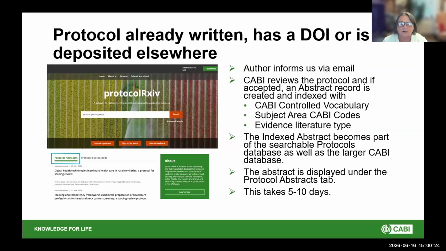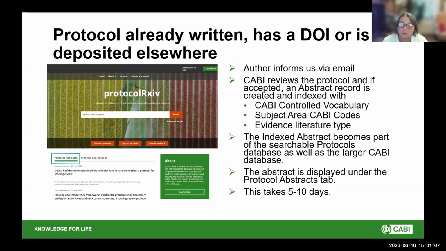For protocols that already exist elsewhere or may not have a DOI, the author can tell us about the protocol. We'll review it, and then we'll create an abstract and index it with our controlled vocabulary, including the evidence literature type. That's really important. We add that because that's one of the ways to find protocols in our database. And the indexed record is added to the Protocol Archive database, which you can see here on the left tab where it says Protocol Abstracts on the screenshot.